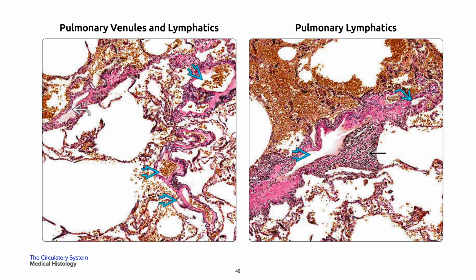On your left, venules and lymphatics in the lung travel in the interlobular septa. The venules in a bold blue arrow have a better developed elastic adventitia and contain blood. Lymphatics in a curved white arrow show more irregular luminal contours, thinner walls, and no luminal blood cells.